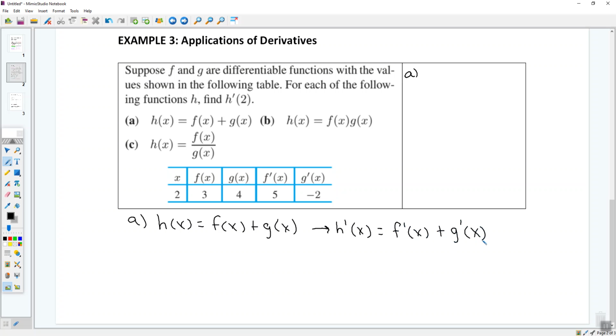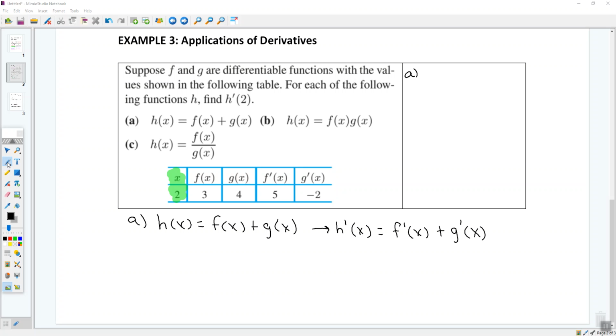Okay, so in part A, what is f prime of x, kids? Or in our case, f prime of what is the x value here again? What's the x value over here again that we're worried about? 2. Okay, so we'd really be plugging 2 into this right here. So for part A, we said h prime of 2 would be f prime of 2 plus g prime of 2.